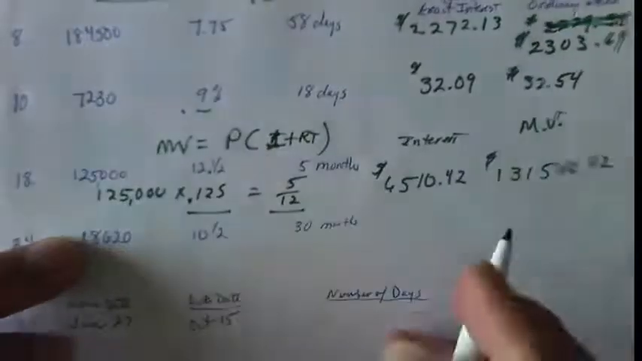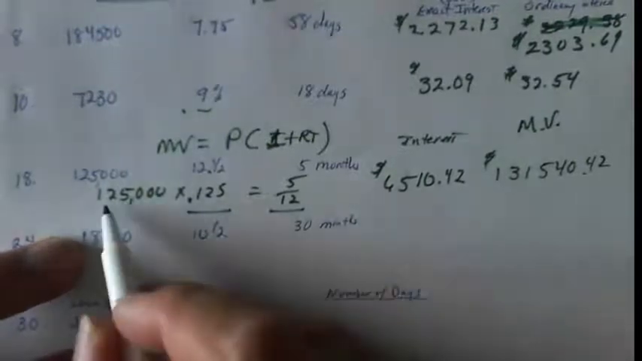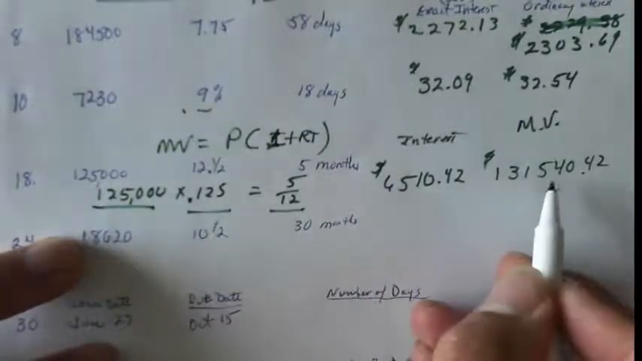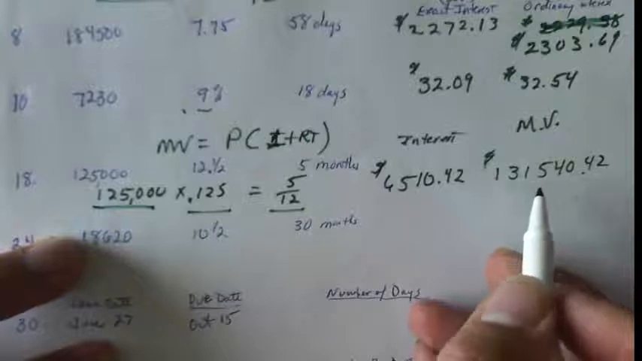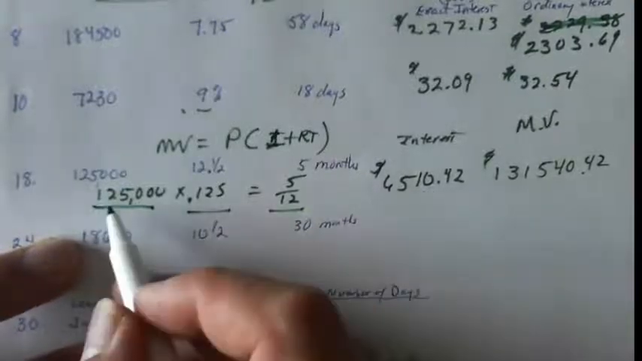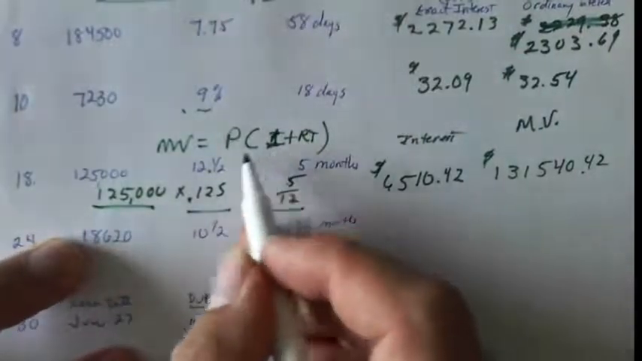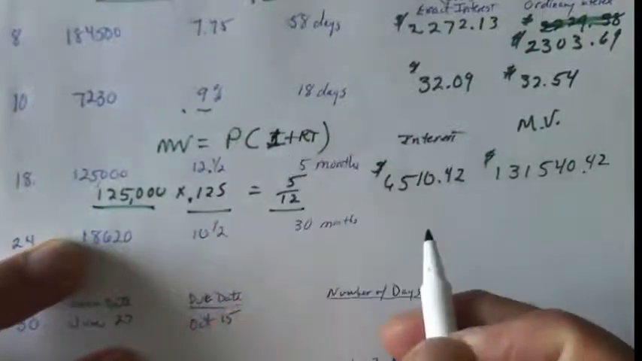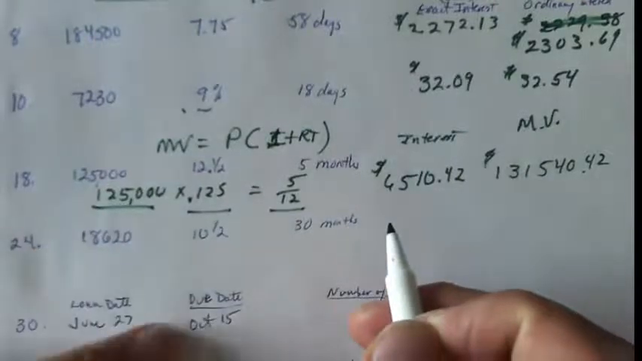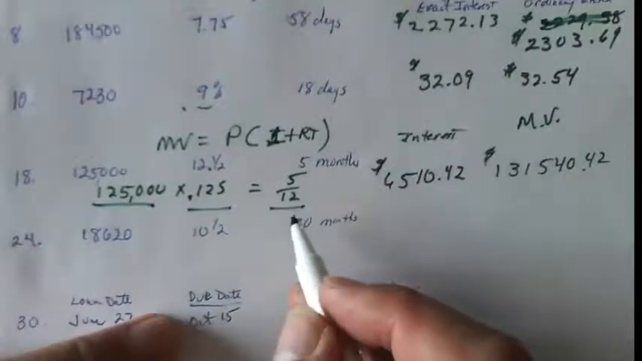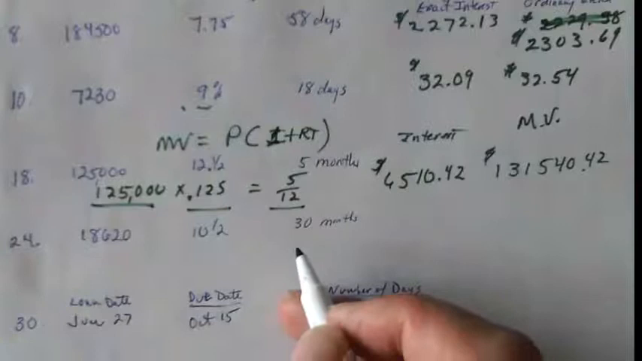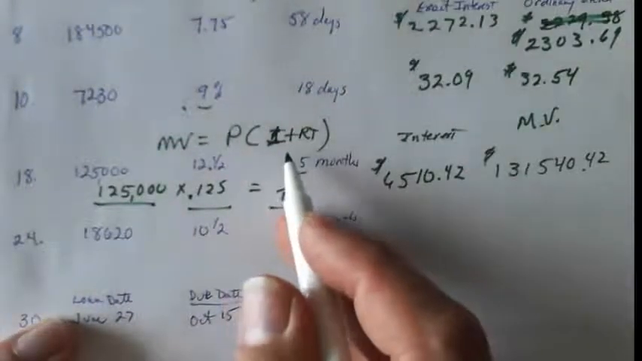Now you notice the answer is the principal plus the interest is the maturity value. So if you already have figured out the interest, just add it to the principal, and you don't have to do that back into the formula. So depending on what they're asking for, you know which way to do it. Number 24, though, they're just asked for the maturity value, so we have to use the formula.